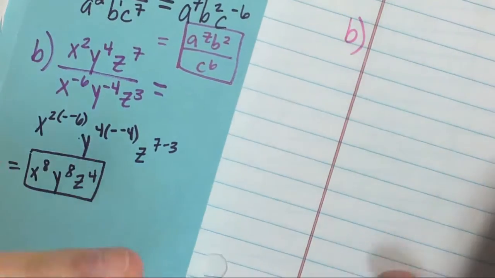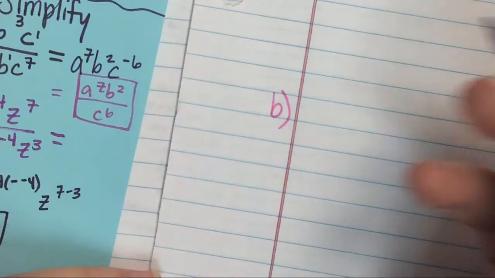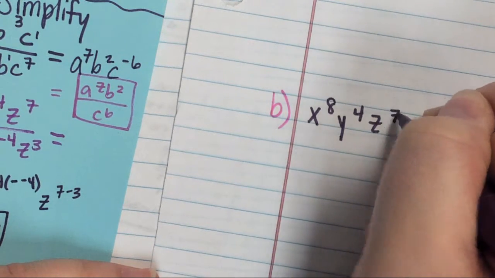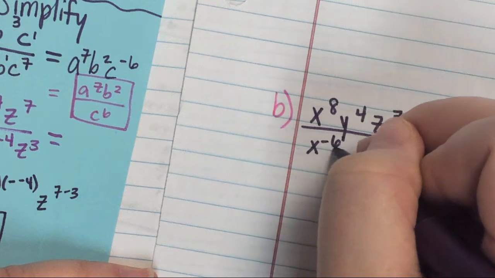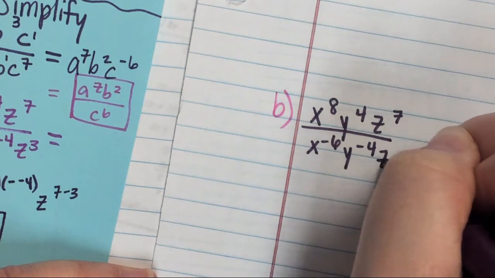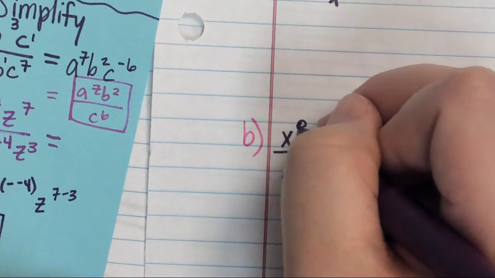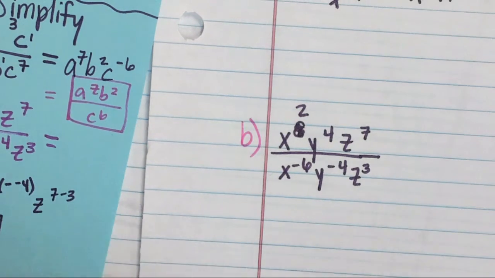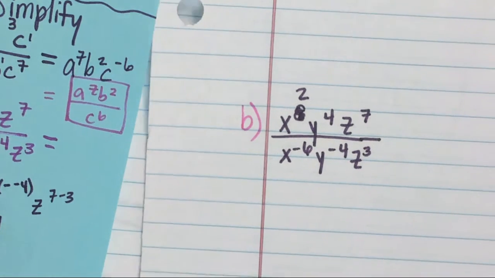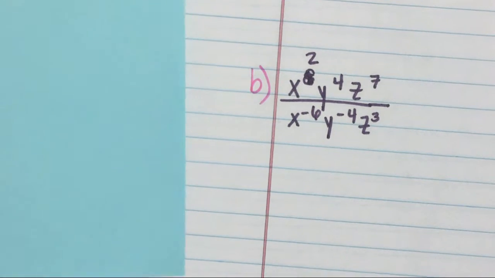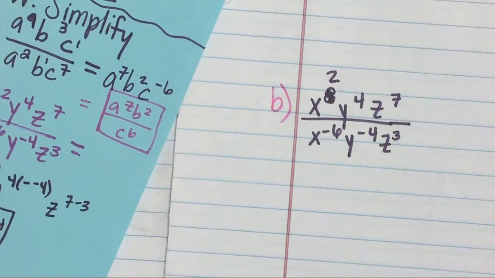Okay, so you had the problem x squared, y to the 4th, z to the 7th, all divided by x to the -6, y to the -4, z to the 3rd. This was the problem you had for homework last night. We're going to end up getting the exact same answer. I'm still going to get x to the 8th, y to the 8th, z to the 4th, but I'm going to solve it a little differently.